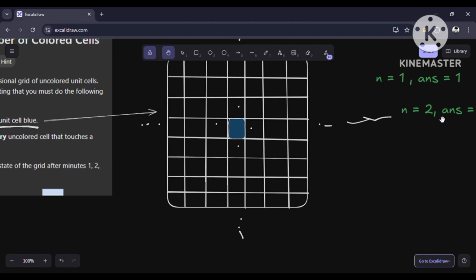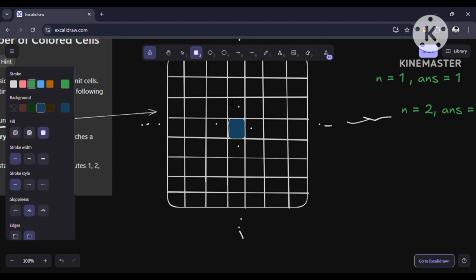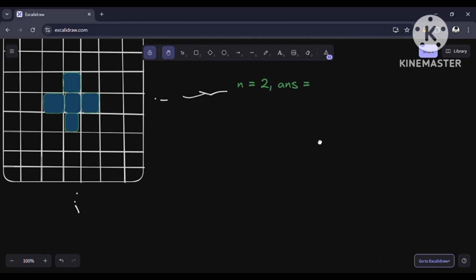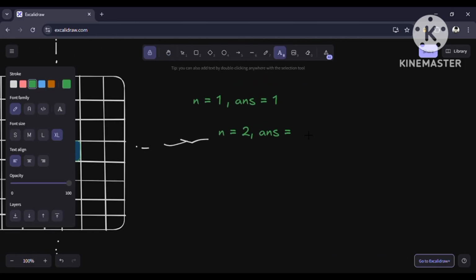So after the first minute you have to color the cells that touch this cell. Okay, so let's color this cell blue. Let's color this cell blue, and let's color this cell blue and this one too. Okay, so I have colored the cells that touch this cell. So for n equal to 2, what will be the answer? 1, 2, 3, 4, 5. For n equal to 2, the answer will be 5, right? Let me write the 5 here. 5.